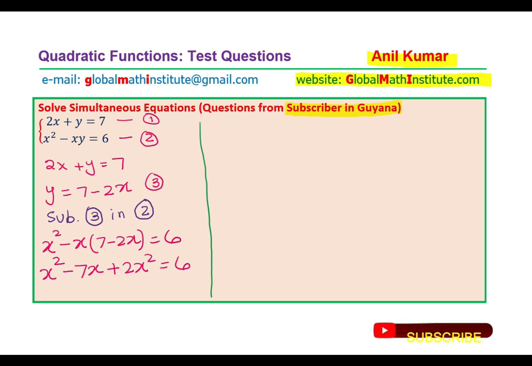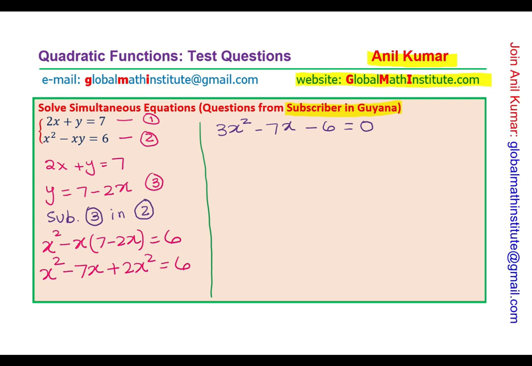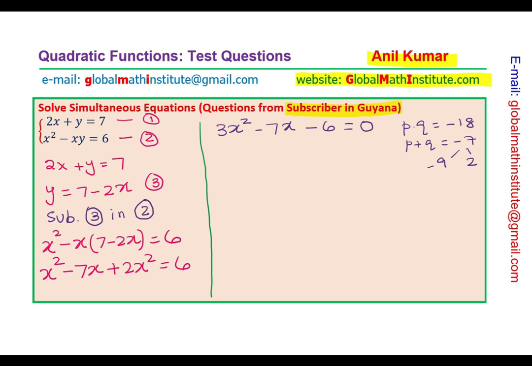So let's rewrite this. We get x squared plus 2x squared becomes 3x squared minus 7x minus 6 equals 0. At this stage, you could solve using different methods, using the quadratic formula or even factoring. Now, factoring is very simple in this case since we need the product of two numbers, p and q, as minus 18, and we need their sum, p plus q, as minus 7. The two numbers which work are minus 9 and 2. Perfect. So that gives you minus 18 as the product and the sum as minus 7.